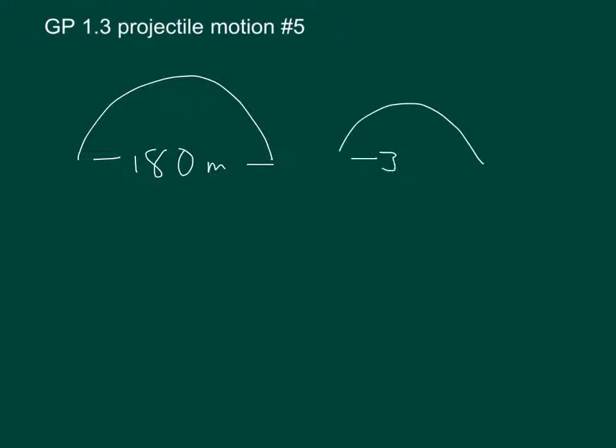This is GP 1.3, projectile motion number 5. A lot of you had a hard time solving this. It's the one about the tire iron on the moon. So astronauts on the moon hit a golf ball 180 meters, whereas if they did the same thing on Earth, they would hit it only 35 meters. And they want you to find the acceleration due to gravity on the moon.